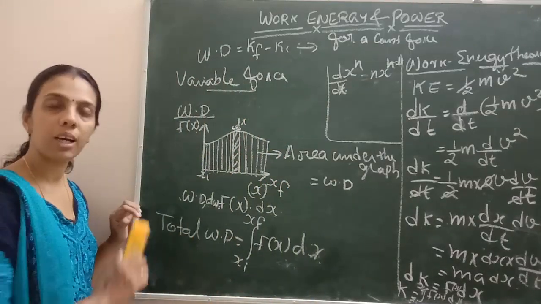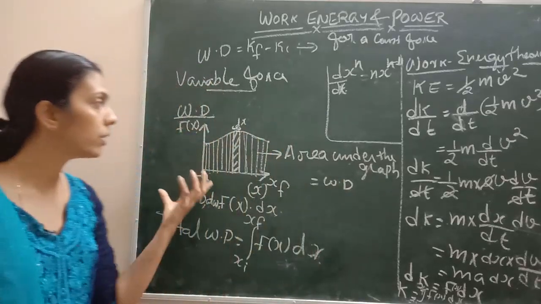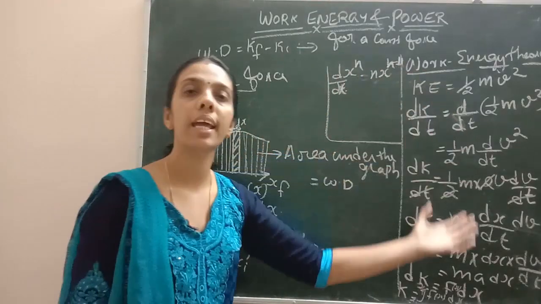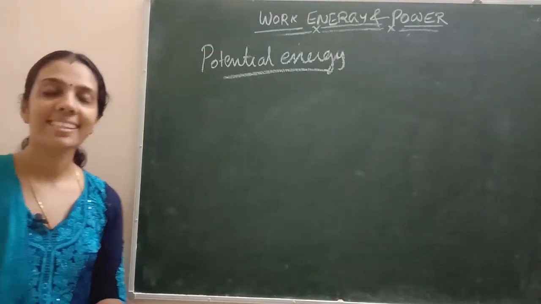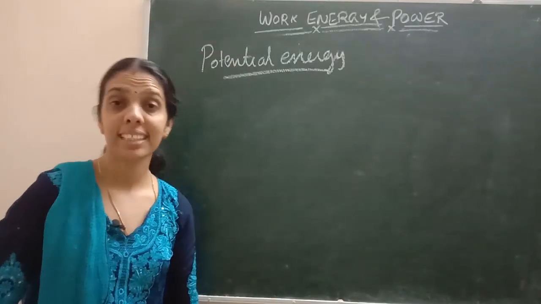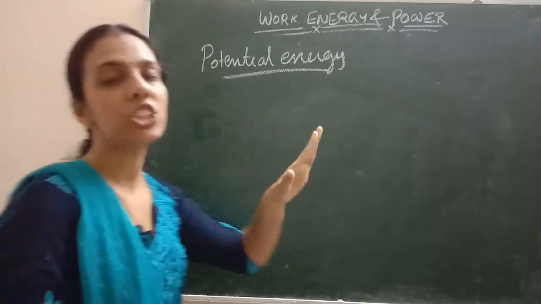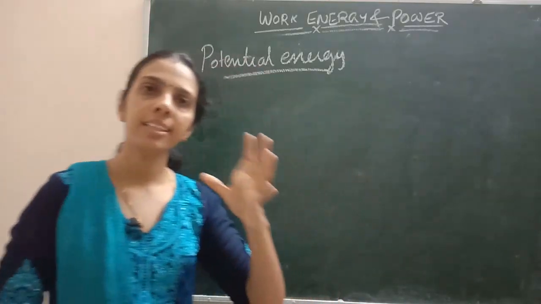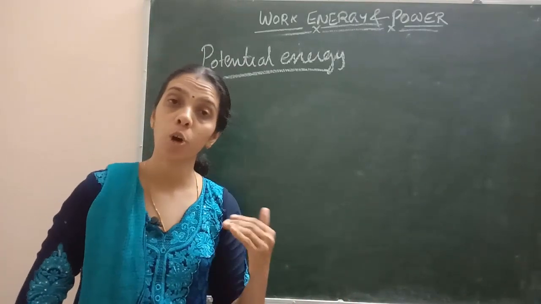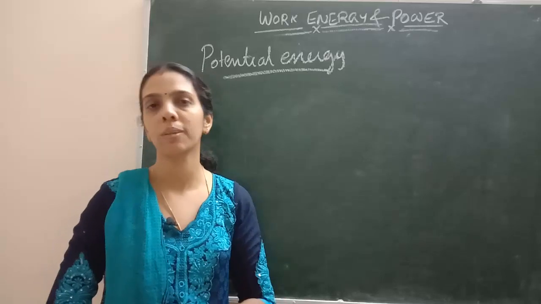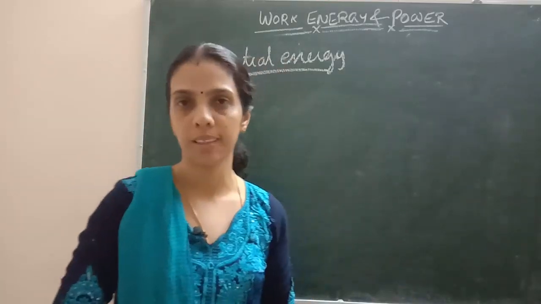Okay, so is it clear how we find the work energy theorem and work done for a variable force? Clear? So till this time we were discussing kinetic energy, right? Now we are going to study potential energy. Kinetic energy is the energy possessed by an object due to its motion. So the change in kinetic energy we got as the work done, isn't it?